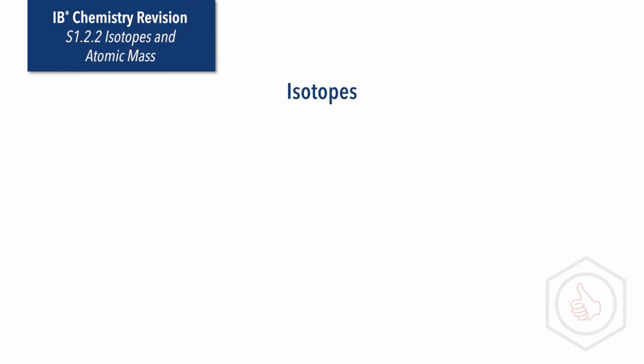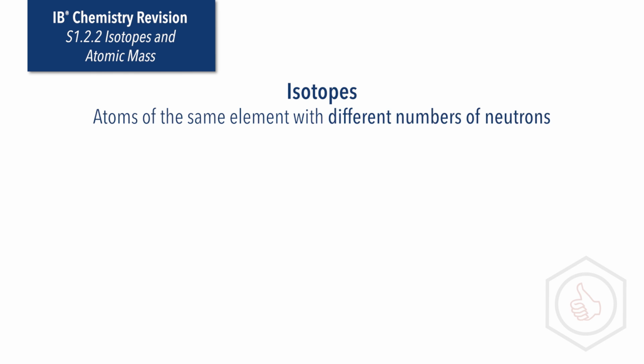Isotopes are atoms of the same element that have different numbers of neutrons. Because they are the same element, they have the same number of protons. This means isotopes have the same atomic number, but have different mass numbers.